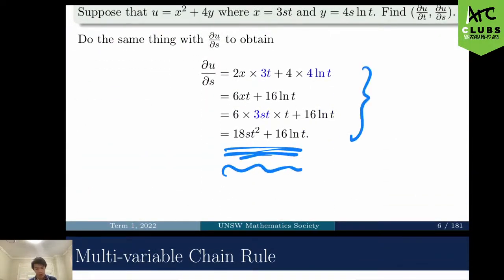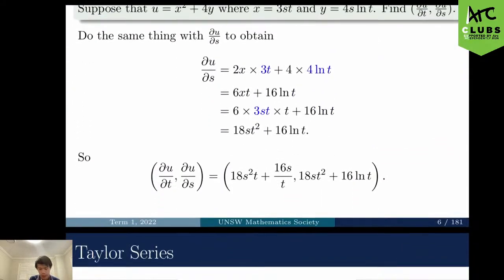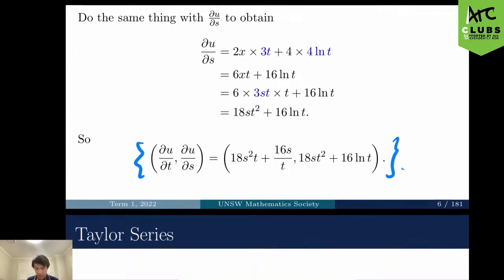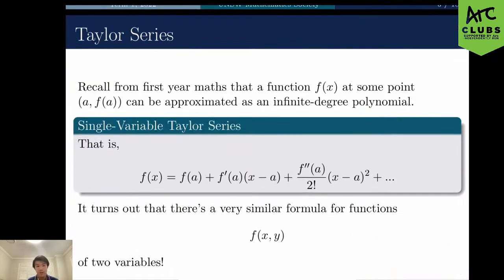Awesome, so just put it all together, and we'll get that du ds and du dt are given by these two formulae. Right, so hopefully that makes sense. Let me know if you have any questions about that. But for now, we'll move on to the next application, which is Taylor series.